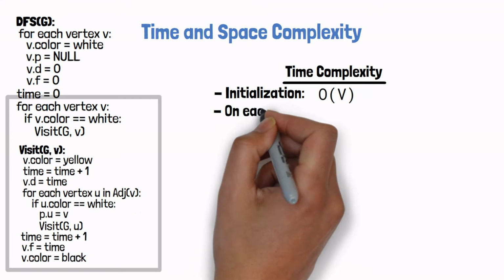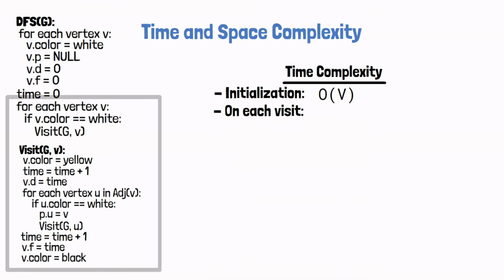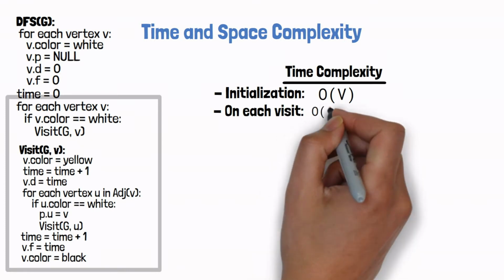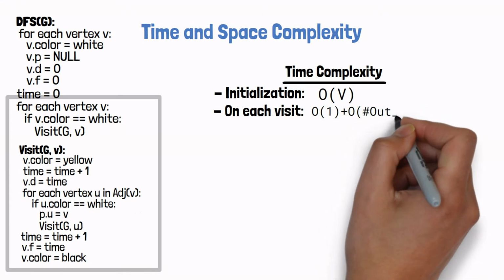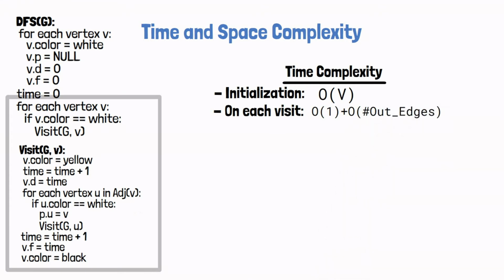Inside the visit method we do operations of constant time, such as coloring the input vertex v and setting the time, and we also have a loop on the neighbors of the input vertex. So, without including the time complexity that results from the visit calls on the neighbors, we have on each visit a time complexity of big O of 1 plus big O of the number of neighbors. But how much does it cost when including the visit calls on the neighbors?